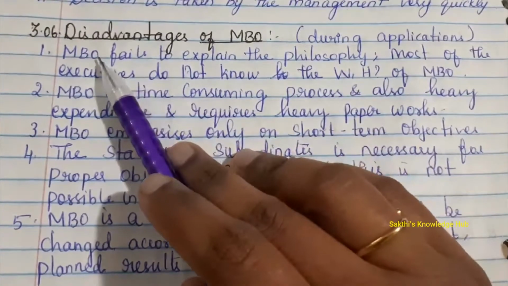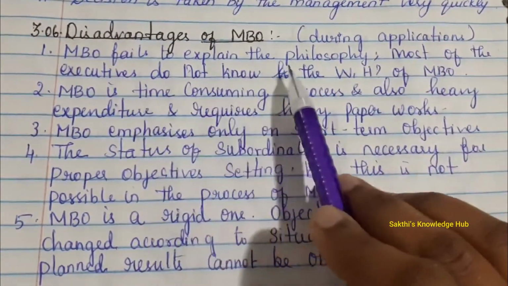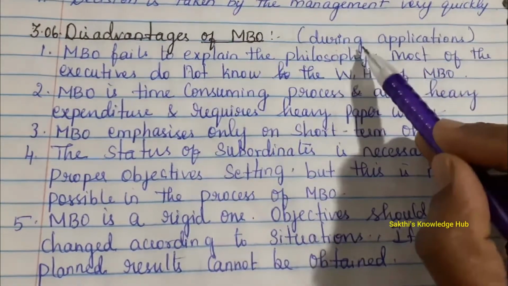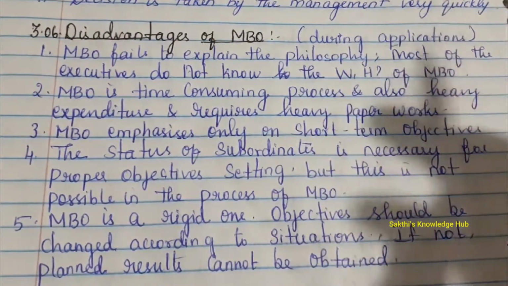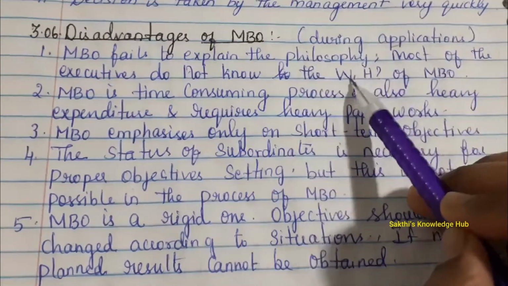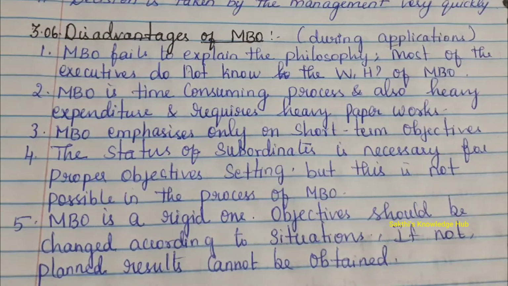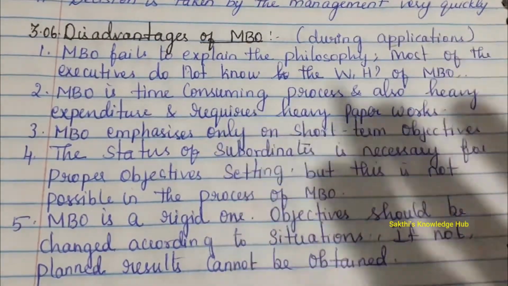The first is MBO fails to explain the philosophy. Most of the executives do not know the WH, that is the what and how of MBO. So this is clearly mentioned that during the time of application, if any person doesn't have a proper or clear idea about MBO, there will be a disadvantage, or there will be a difficulty. Like a manager who doesn't know what, when, where, how this kind of thing is happening in the organization which is relevant to MBO, it will be a kind of failure model.